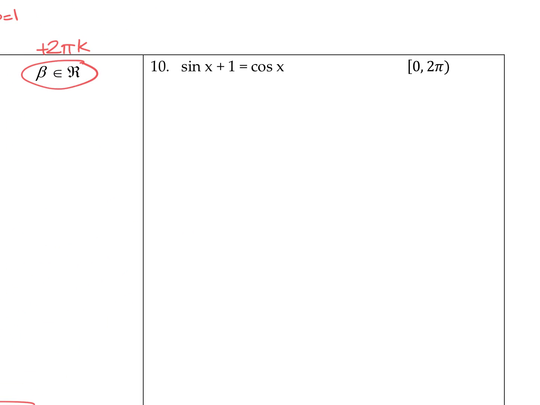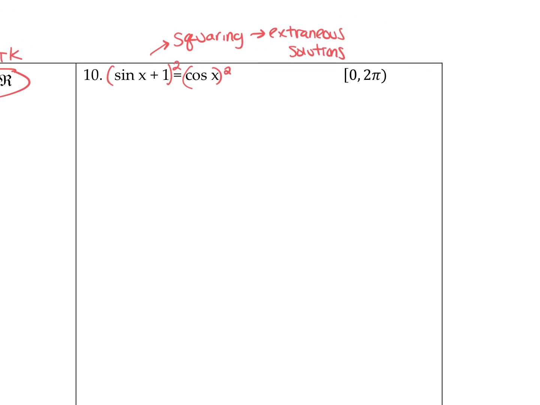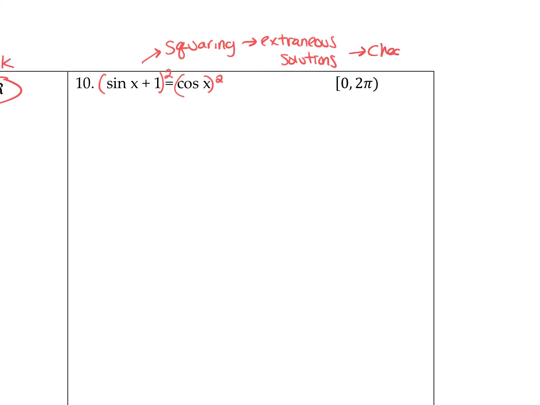All right, in number 10, I don't have anything that's squared like I did in number 9. So I can't substitute any of my Pythagorean identities. But I can if I square both sides. Now, this is mathematically legal, but we have to be careful because squaring leads to extraneous solutions. So what that means is now that we squared both sides, I'm going to have to check my answers to make sure they actually all work.